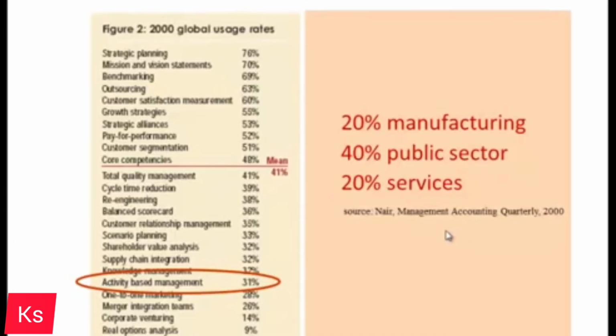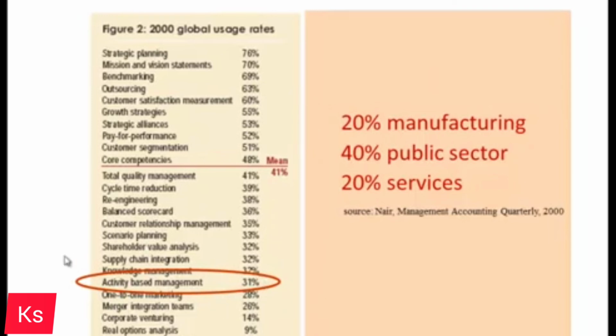If you look at the usage rates of activity-based costing, it turns out that 20% of the companies that use activity-based costing are in the manufacturing setting. That's where activity-based costing was initially developed and used, but it's interesting that now it's moved beyond that setting. 20% of those companies are service companies, and interestingly, 40% of organizations using activity-based costing are public sector. If you look at overall adoption rates across the globe, though, they're somewhat low.